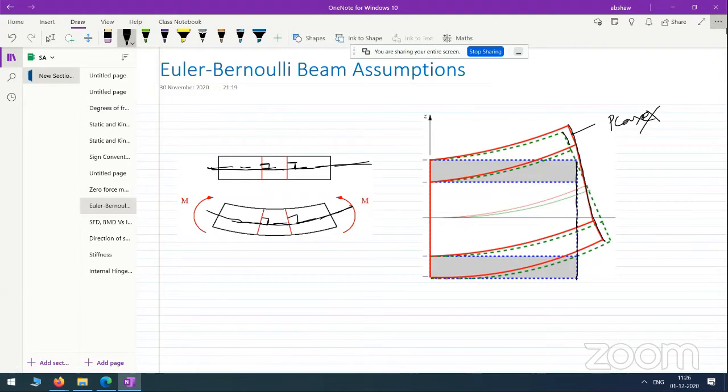But then this assumption is, if your deformation is small, then this line can be idealized, can be represented through a straight line. So this is your straight line before bending. After bending, it may not remain straight, it may not remain a plane, but if the deformation is small, then we can idealize this as a plane, and this is our idealization.